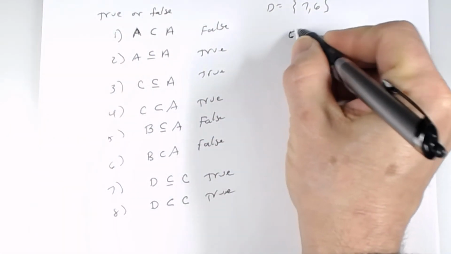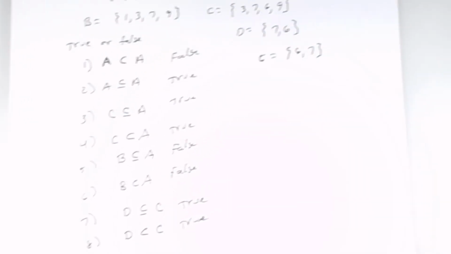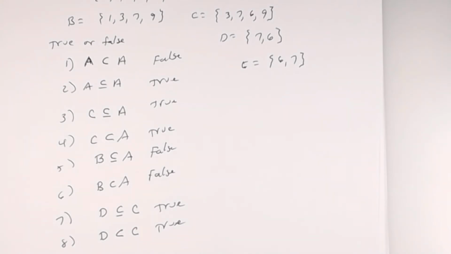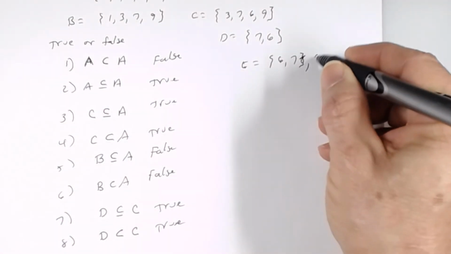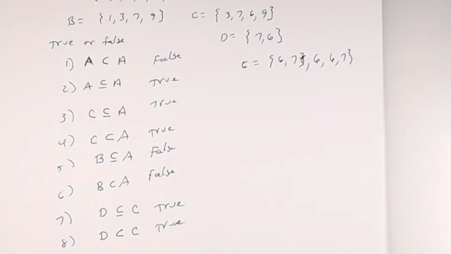Now, make this an E. Make E be the set that contains 6 and 7. And actually, let me do this for you: 6, 6, 7. Just to see if you remember some things. As a review, what is the cardinality of set E? What is a cardinality of set E?